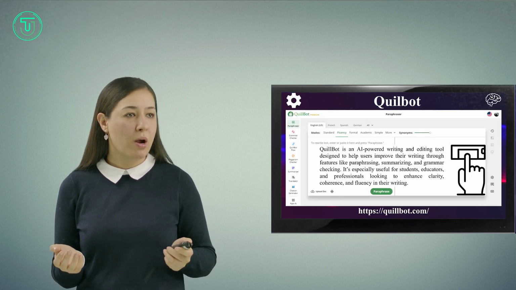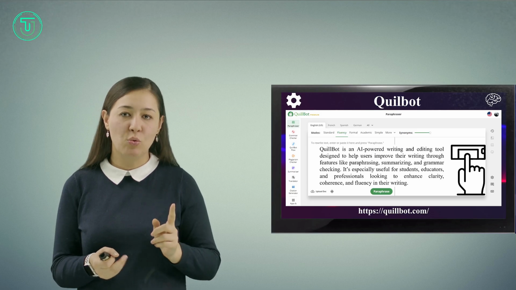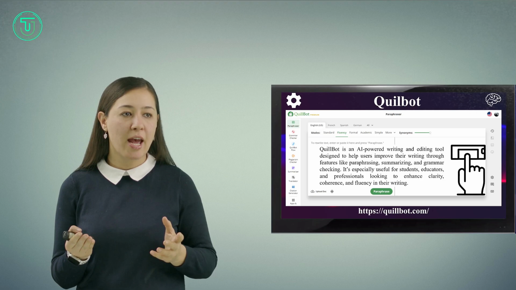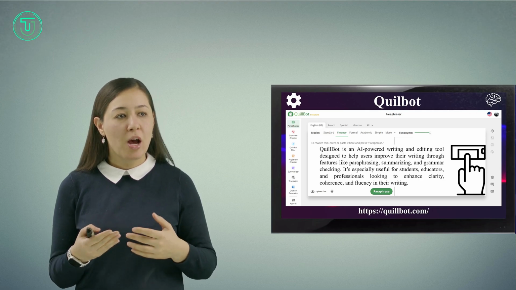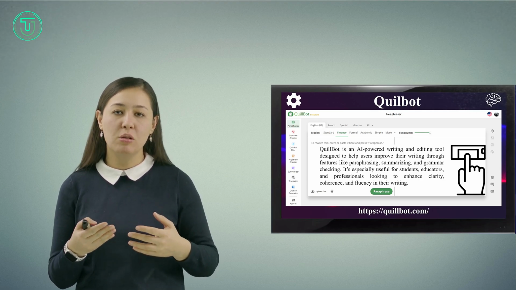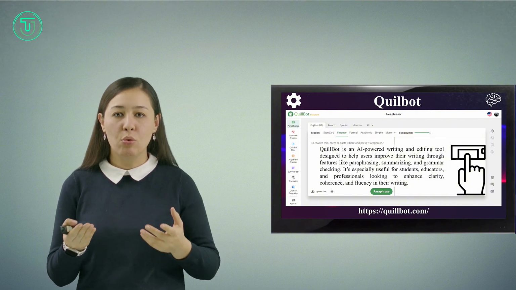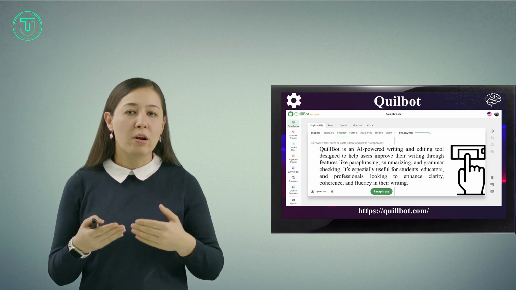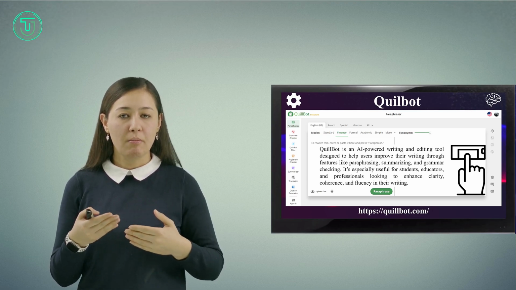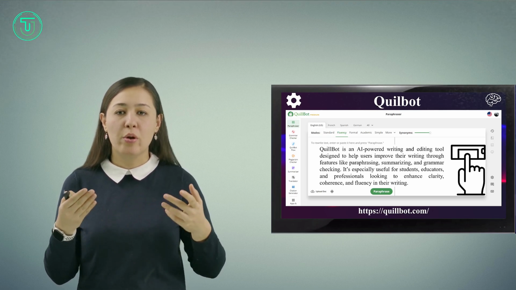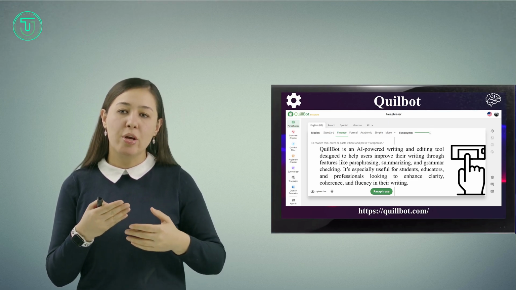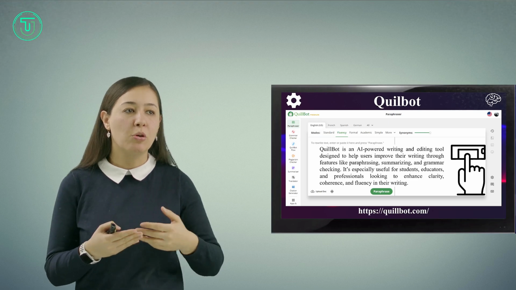The next platform I would like to talk about is Quillbot, quillbot.com. It's an AI-powered writing and editing tool. It's designed to help young learners to improve their writing skills. As you know, writing is one of the important skills in English. So in order to improve your productive skills, you can go and use quillbot.com.